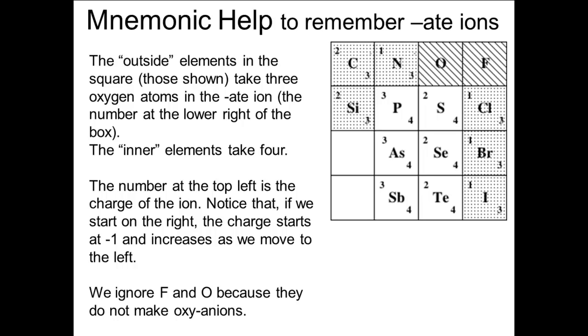This section of the periodic table is a 4x4 block on the right-hand side. The number in the lower right of each box is the number of oxygen atoms in the ATE ion. The elements on the inner part of the square take 4 oxygen atoms. The ones on the outer part of the square take 3.